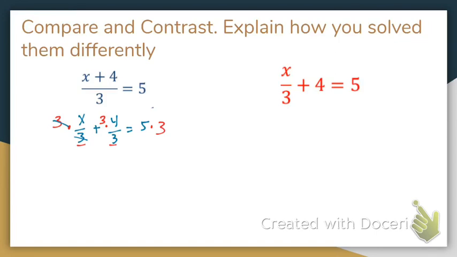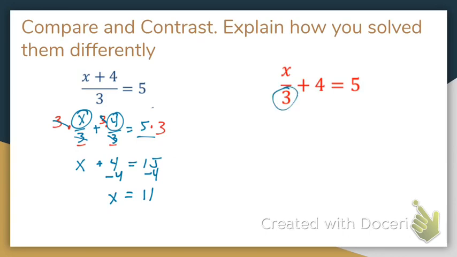So the 3's on my first fraction cancel, 3 on top, 3 on the bottom. My second fraction also cancels. All I have left is an x, plus all I have on the second term is a 4, equals 5 times 3 is 15. Okay, and once again, I just subtract 4. 15 minus 4 is 11. Same exact answer.